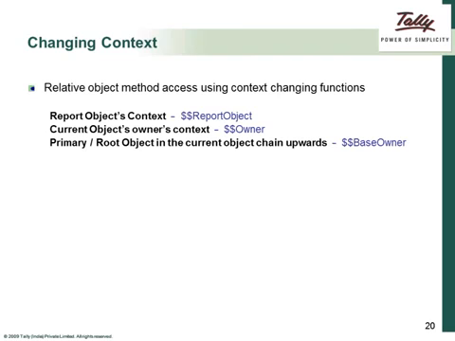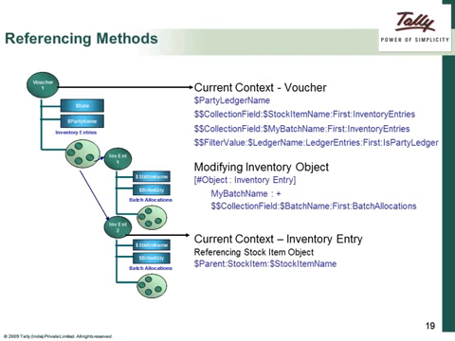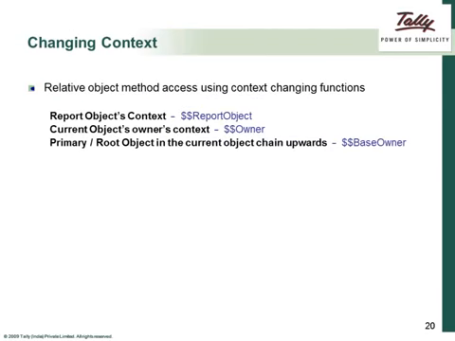Then we do have some relative objects. These functions allow me to traverse down the line. These functions allow me to traverse up the line. So there is something called the report object, which, being at the line level, allows me to connect to the object associated at my report level, and I can call the value. $owner allows me to move one level higher to the current object context and fetch the value.